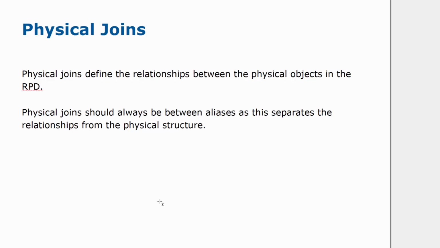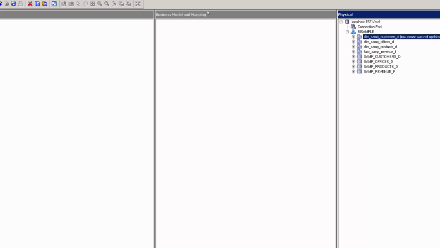We will now define our physical joins on the RPD. Physical joins define the relationship between the physical objects and the RPD. Physical joins should always be between aliases, as this separates the relationship from the physical structure. So here we can see that we have created our aliases.